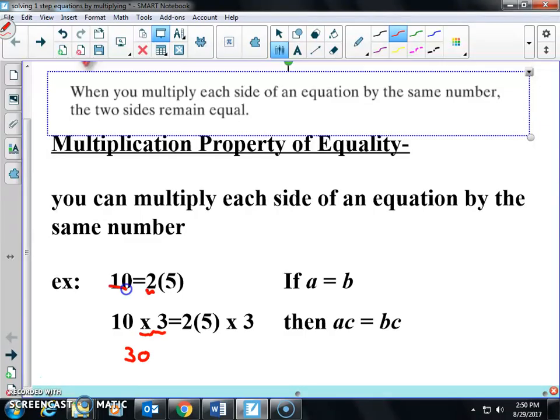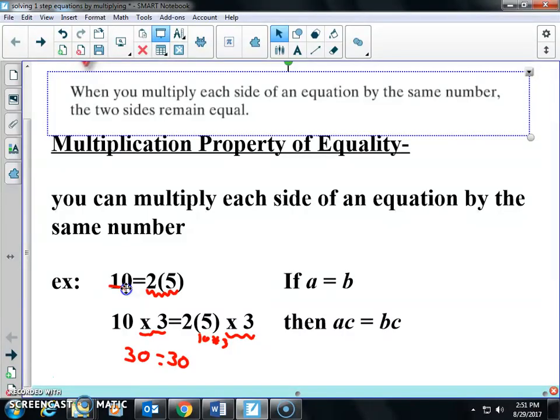And on this side where there's 2 groups of 5, or 2 5-pound weights, I say, you know what, let's multiply that by 3. Let's make 3 groups of 2 5-pound weights. Well, 2 times 5 is 10, times 3. Hey, it's still equal. 30 still equals 30.